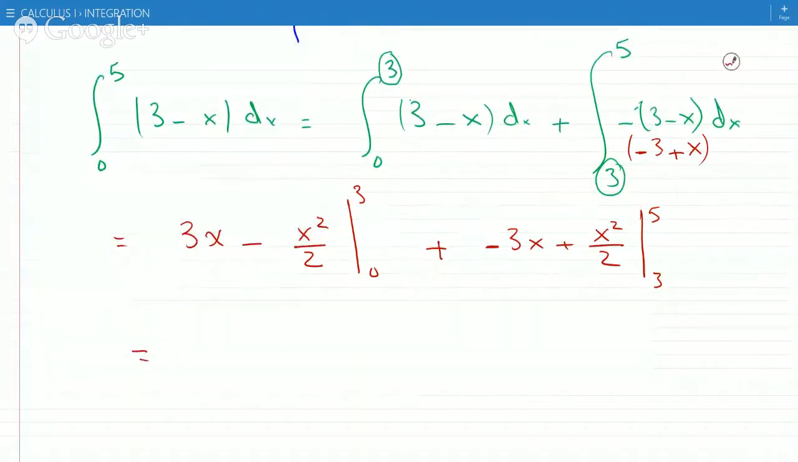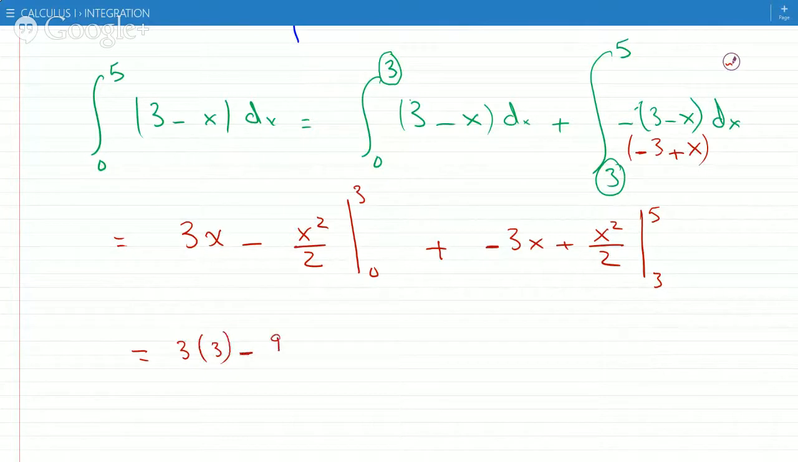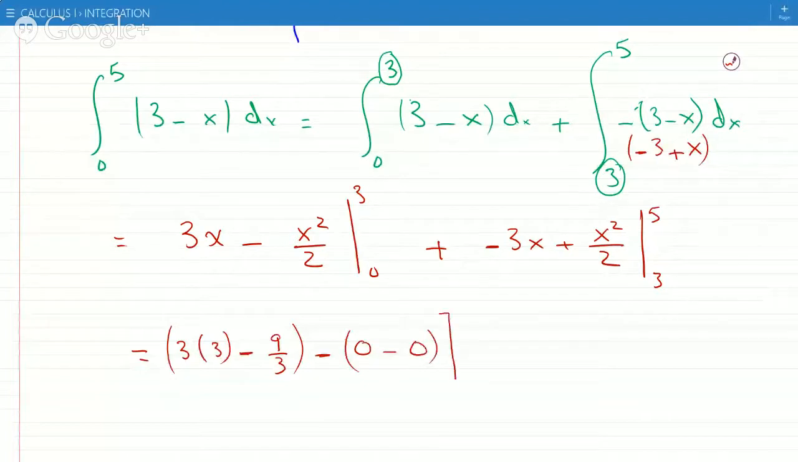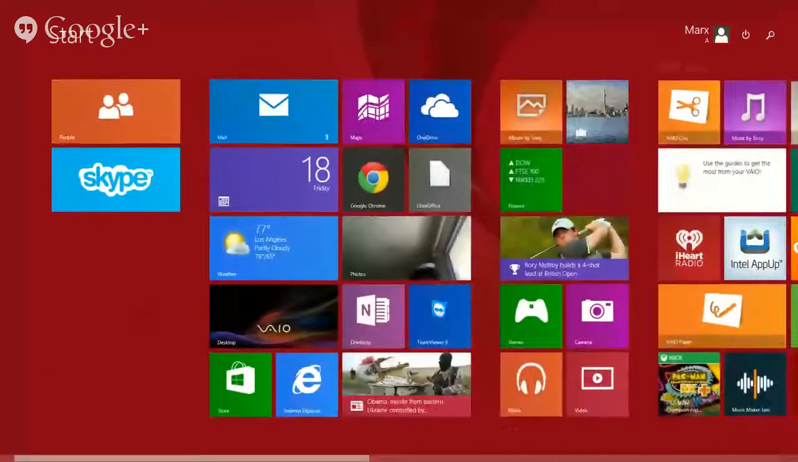And now the rest is fairly straightforward algebra. So we plug in the upper bound first, the 3. So this becomes 3 times 3 minus 9 over 2. Then minus the lower bound, but 0 will just give us 0, because if x is 0, 3x is 0, and the same for x squared over 2. So this takes care of the first part.